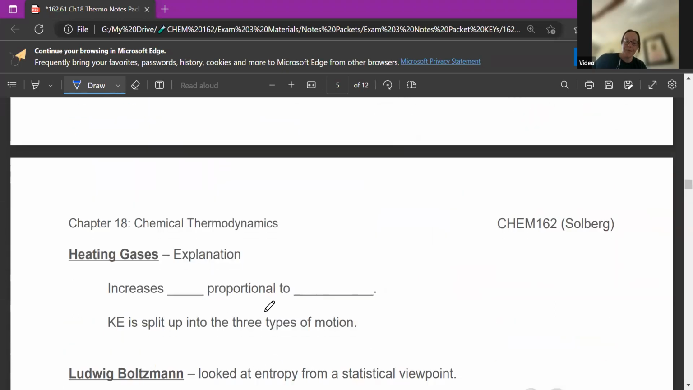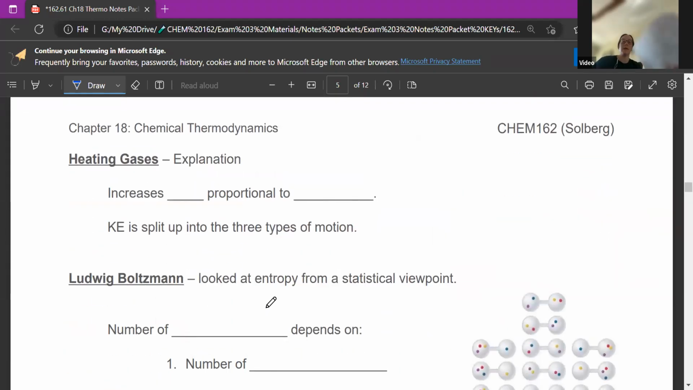Okay, so when we're talking about heating, for example, whenever you heat something, I'm increasing the energy, I'm adding temperature in. What happens to the kinetic energy of those particles? Well, we know that the kinetic energy is proportional to the temperature, right? You heat it up, the particles move faster, they move more. We know that. Okay? Kinetic energy is split up into 3 types of motion, the 3 types that we just said.